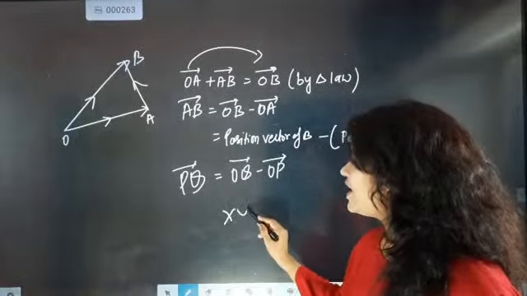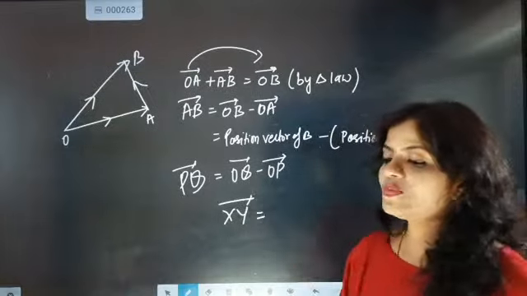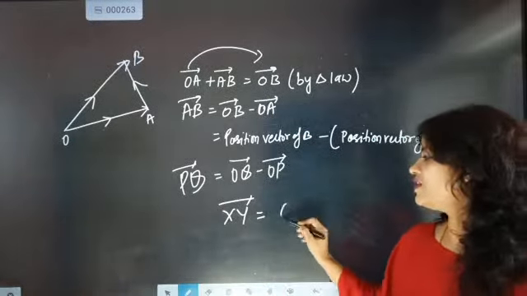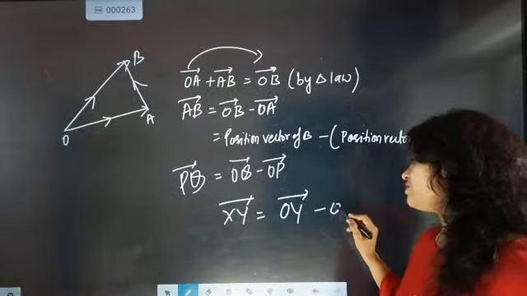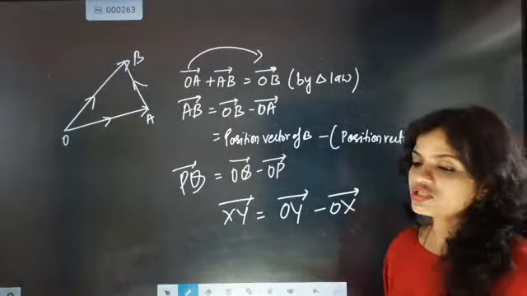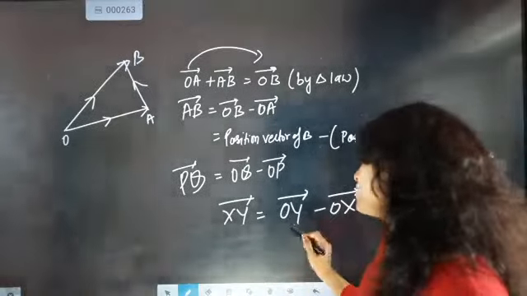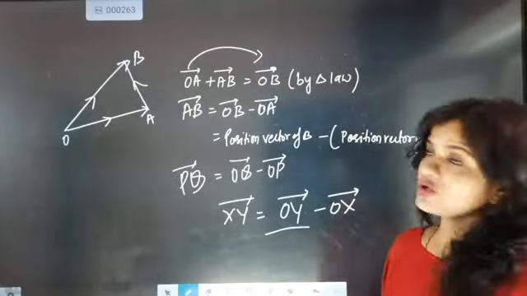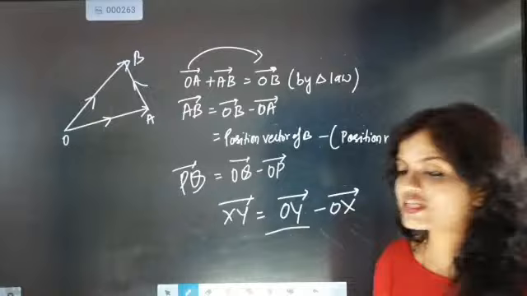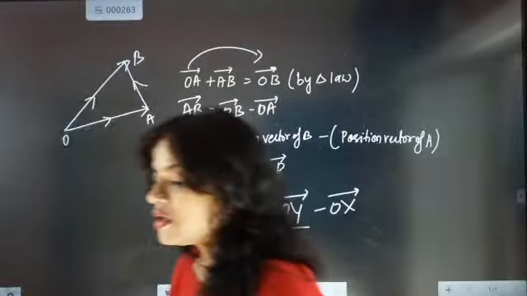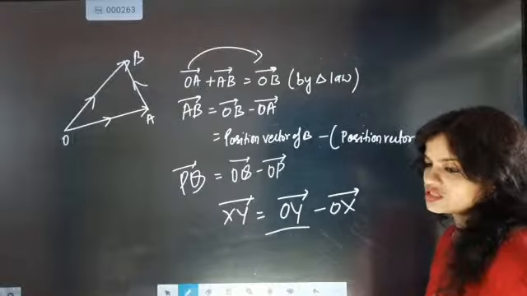If somebody writes XY vector, then what will be its position vector? You have to write OY vector minus OX vector. That means the position vector of Y with respect to origin minus the position vector of X with respect to origin.